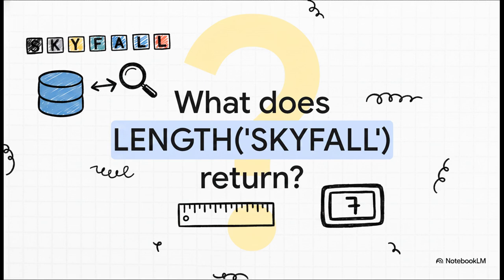Okay, time for our first pop quiz to test your instincts. If we run the function length with the word skyfall inside those single quotes, what exact number is returned to our query results? Take a second. Well, if you counted the letters, you'll know the answer is 7. 7 characters, so 7 is the output. It really is that straightforward.